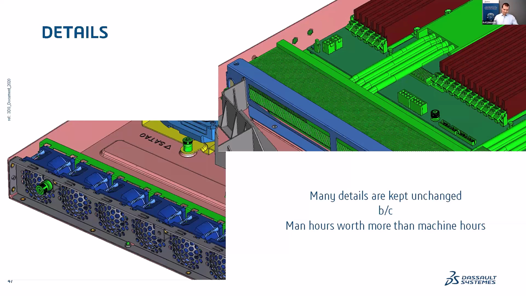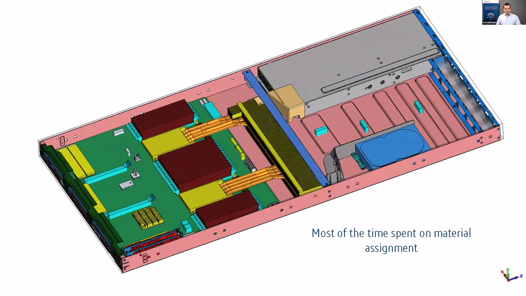And in CST, we can deal quite efficiently with the geometry. So a little bit of simplification was done. For example, the fans were originally actually modeled with blades. We don't do that in CST. We use an equivalent fan model. And so this was just replaced by brick-like structure. And most of the time went into material assignment, actually. So we assumed some heat sources, set the fans.